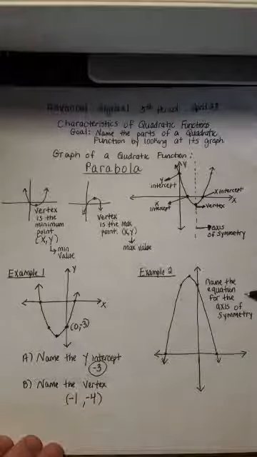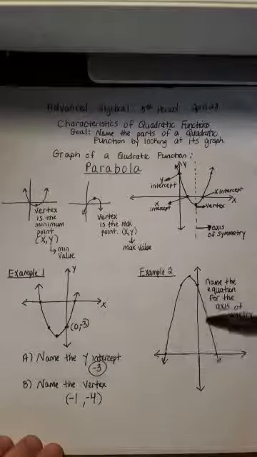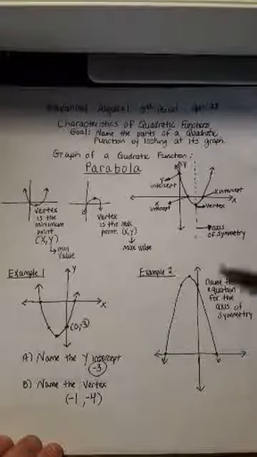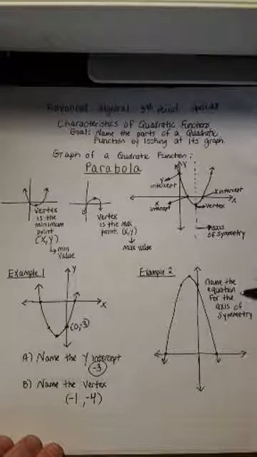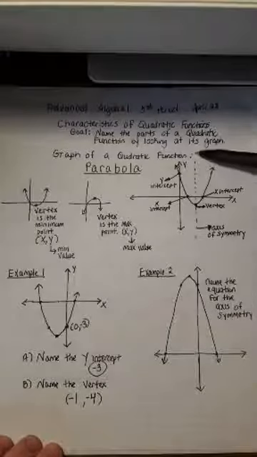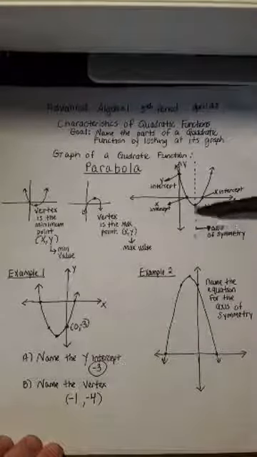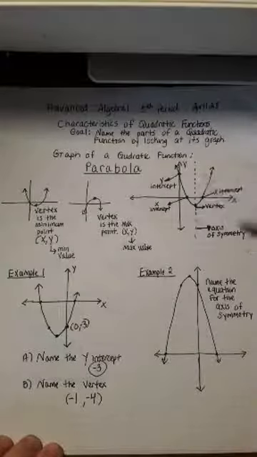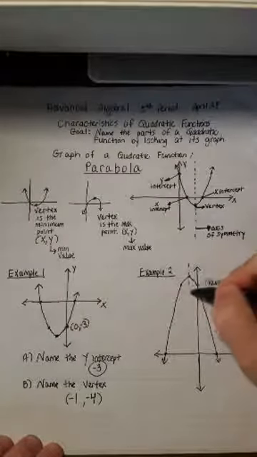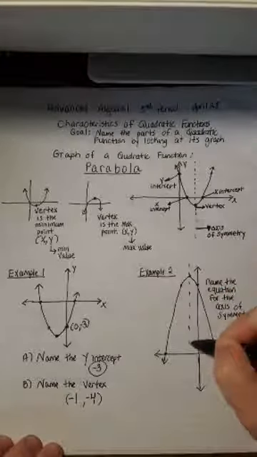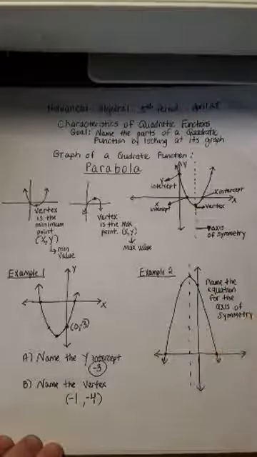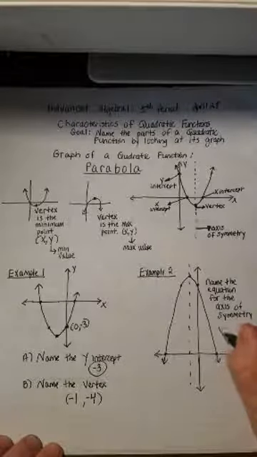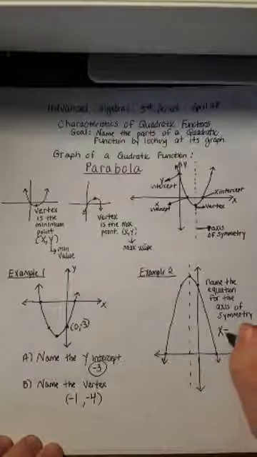Okay, example 2. Here is my parabola. It's turned down. It says, name the equation for the axis of symmetry. Remember, the axis of symmetry is an imaginary vertical line that goes through the center of your parabola. So you've actually got an imaginary line here. And remember, vertical lines are always written as x equals something. So when it says the equation, you've got to make sure you put x equals.